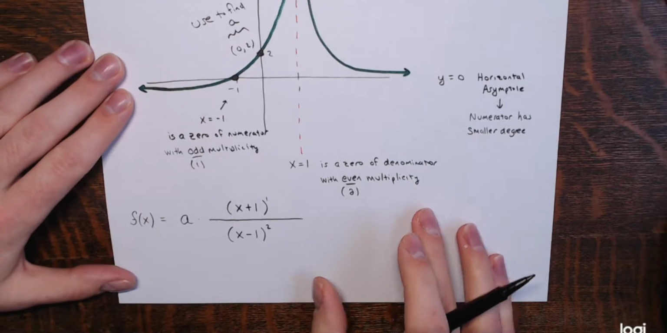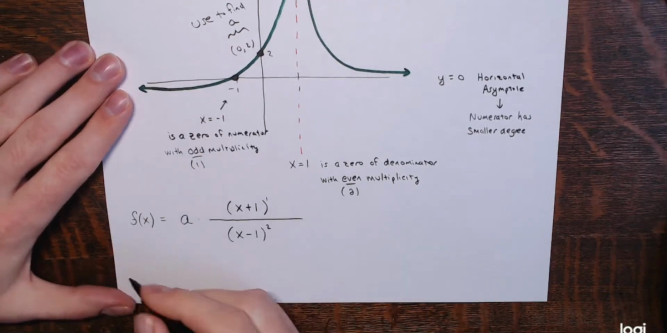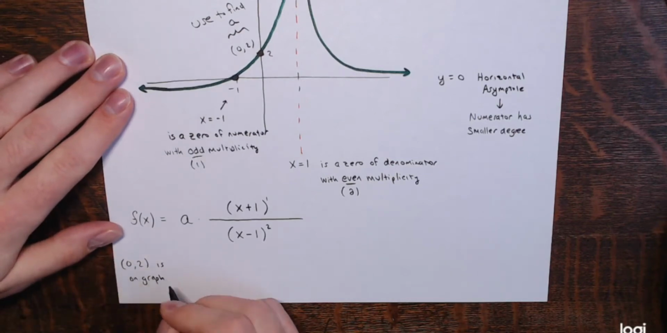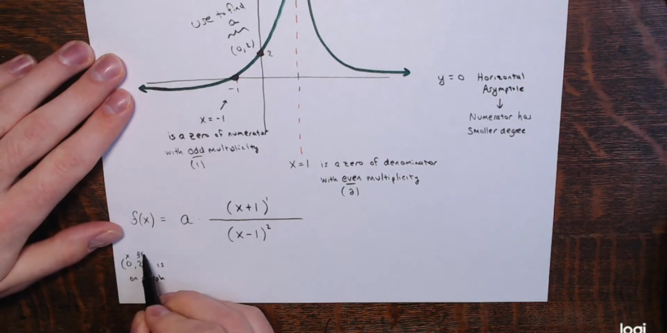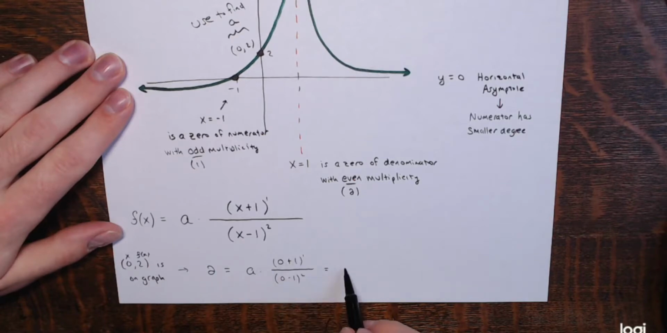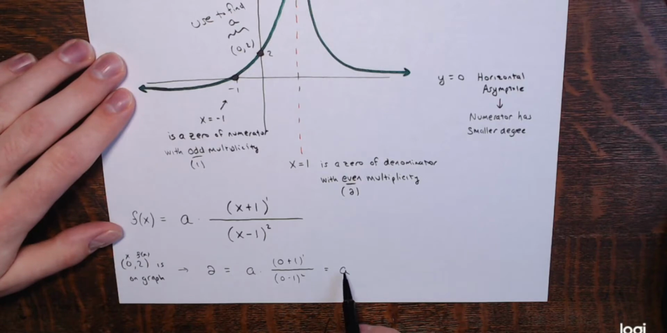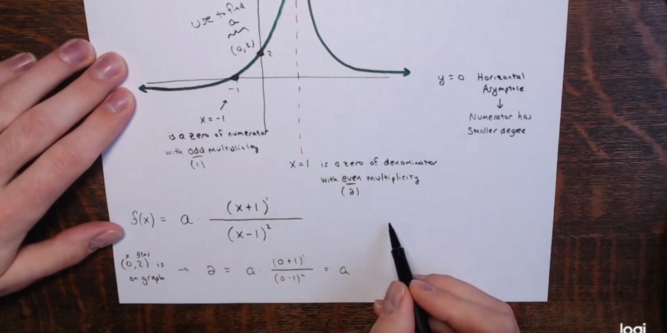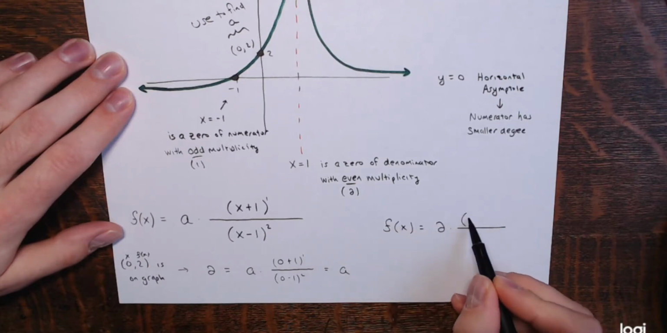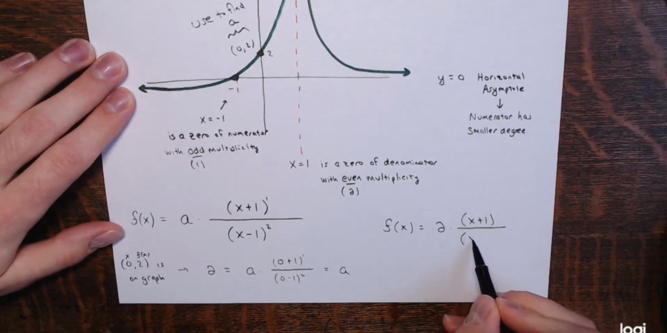All right, so now I just need to find a. So we know the point 0,2 is on the graph. And so I replace x with 0, replace f of x with 2, and we get this equation. 2 on the left equals a times 0 plus 1 to the first, over 0 minus 1 squared, well, that's just 1 over 1, so a equals 2. I just pop that in, and we get the following function. F of x equals 2 times, and then this fraction with the quantity x plus 1 in the numerator, and the quantity x minus 1 squared in the denominator.